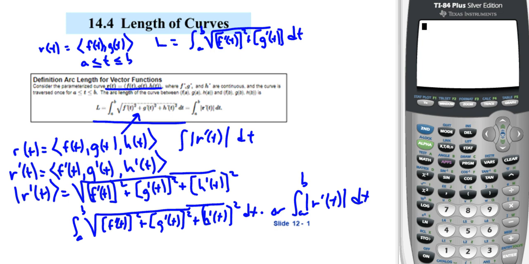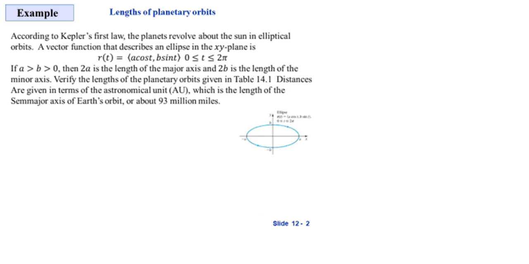Okay, what I want to look at now is finding the arc length for trajectories of some of the planets, for some of the paths that they take. So Kepler's first law says that the planets revolve around the sun in elliptical orbits. Okay, so a vector function that describes an ellipse would be of this form. So that's what an ellipse would look like. Very similar to the circle, but you don't have the same numbers in front of the cosine and sine. So if a is the longer of the two, that's that distance here. It's half the length of the major axis, and the distance b is half the length of the minor axis.